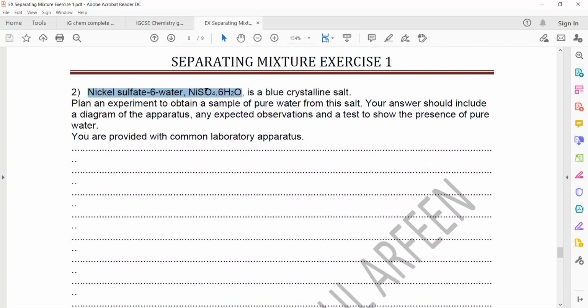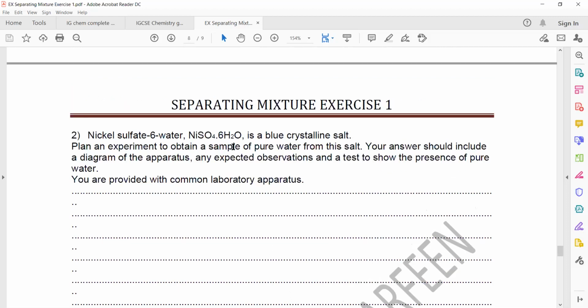Nickel sulfate is a blue crystal. Plan an experiment to obtain pure water from this salt. Your answer should include a diagram of the apparatus, any expected observations, and a test to show the presence of pure water. First, what method will we use if we want water from this salt? Which technique? Simple distillation.